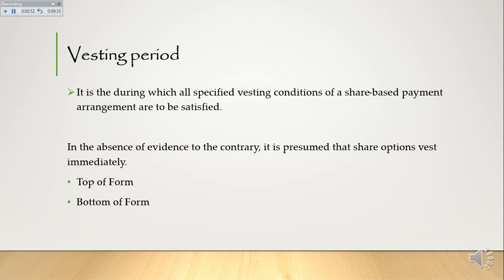If the share options granted vest immediately, meaning the employee is entitled to the shares without the need to satisfy any condition, salaries expense is recognized in full with a corresponding increase in equity at grant date. But if the share options granted do not vest until the employee completes a specified period of service, the entity recognizes salaries expense as the employee renders services over the vesting period. In the absence of evidence to the contrary, it is presumed that the share options vest immediately.